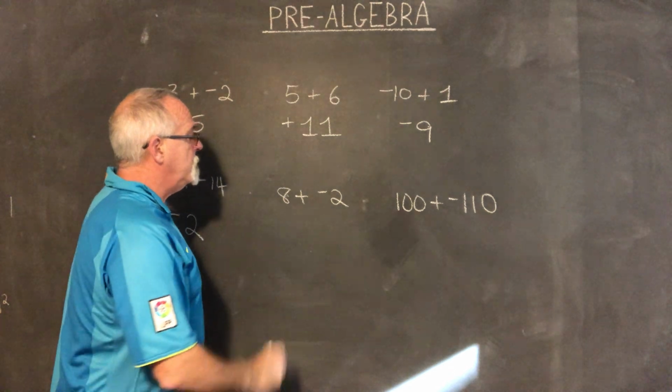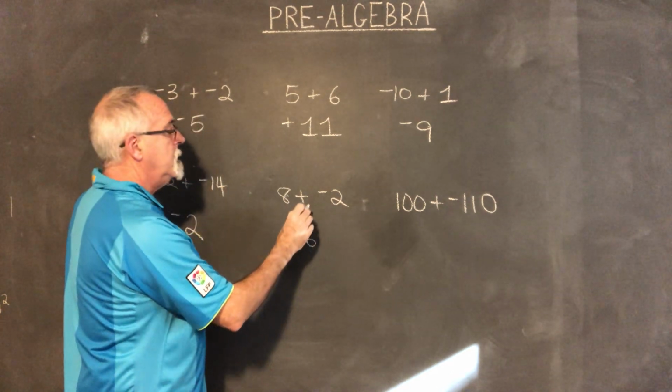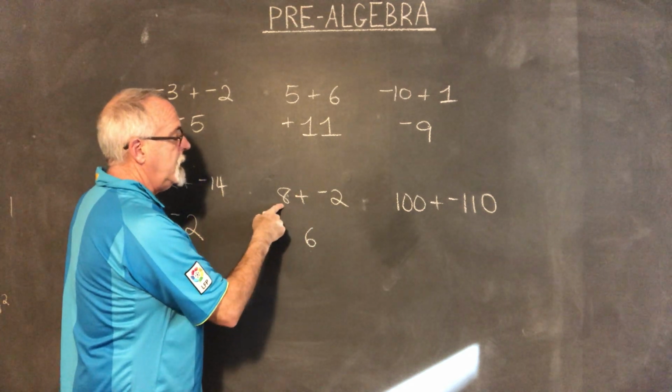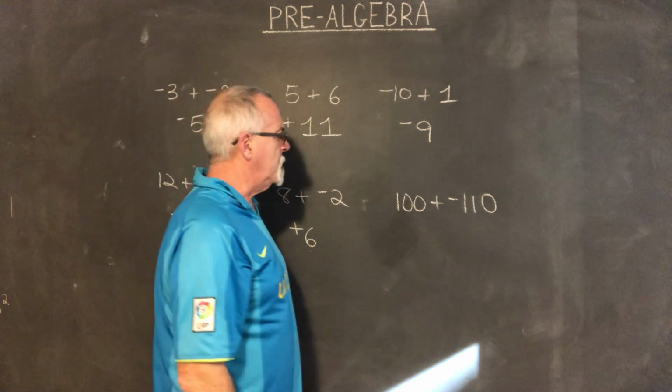8 plus -2. One positive, one negative. Subtract instead. 8 minus 2 is 6. The larger number is the 8, which is positive, so my answer is positive 6. I really suspect that that's an example I already did.